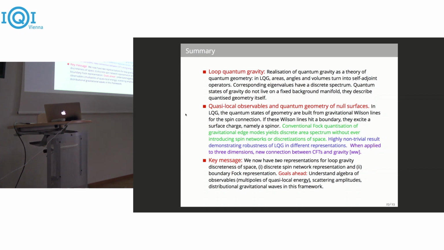And then I explained to you that using a more conventional Fock quantization for these boundary degrees of freedom, you obtain essentially the same spectrum for your observables as in the more discrete loop quantum gravity approach, without, however, using spin networks. And this is, in my opinion, a very strong result, supporting the overall consistency of the approach. Yeah, so, I stop here.